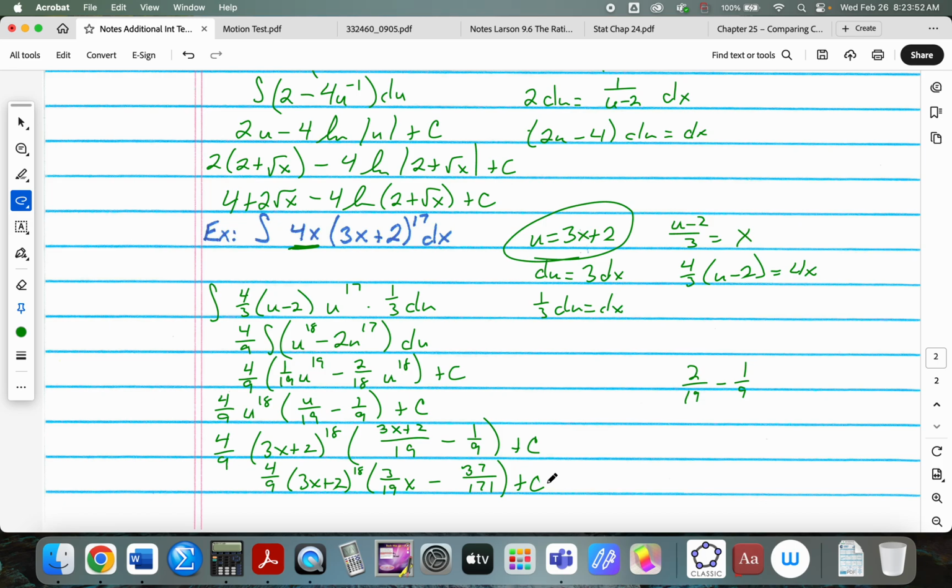By the way, there is another way to solve this one. I don't recommend doing it, but you could expand the 3x plus 2 to the 17th and then distribute the 4x and then take the antiderivative term by term. The antiderivative would be simpler. Raising that to the 17th would take a while. And then you have to distribute the 4x on top of that. Lots of places to make mistakes. Okay, any other questions?